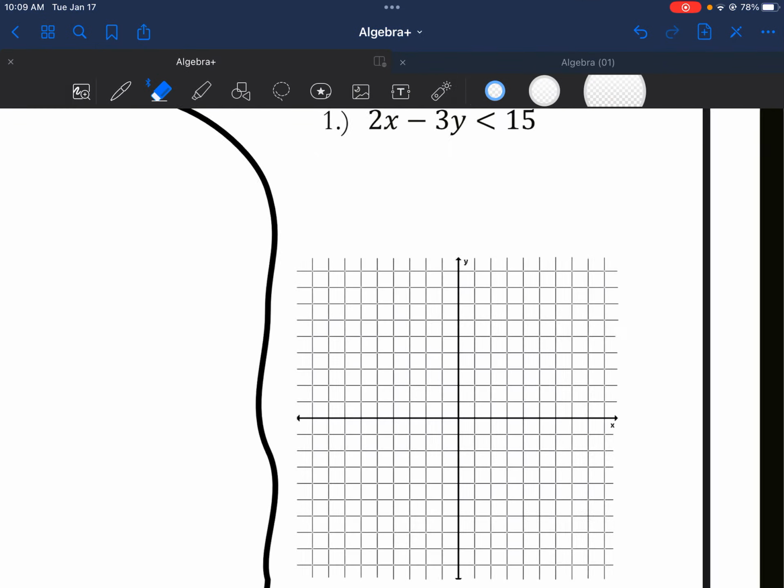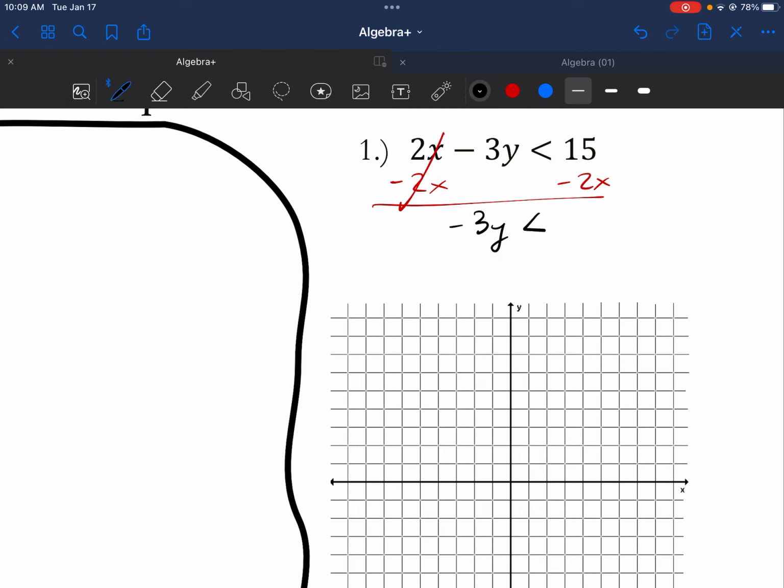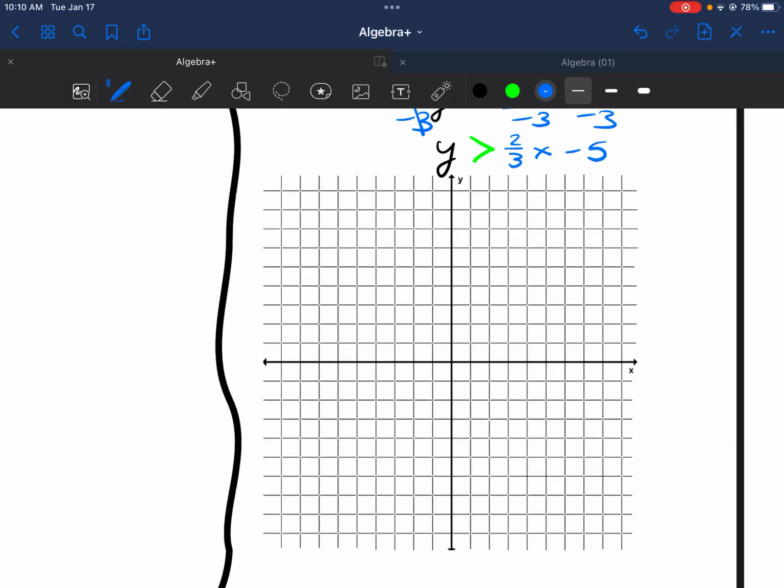Let's do problem number 1. Problem number 1 on page 36 is not set up in slope-intercept form like we want it to be. So we are going to put it into slope-intercept form by subtracting 2x. We get negative 3y is less than negative 2x plus 15. Then we're going to divide everything by negative 3. Since we are dividing by a negative number, we need to make sure we flip this sign. See, I didn't add an equal to or anything. It just takes it and you flip it. We get y is greater than 2/3 x minus 5.